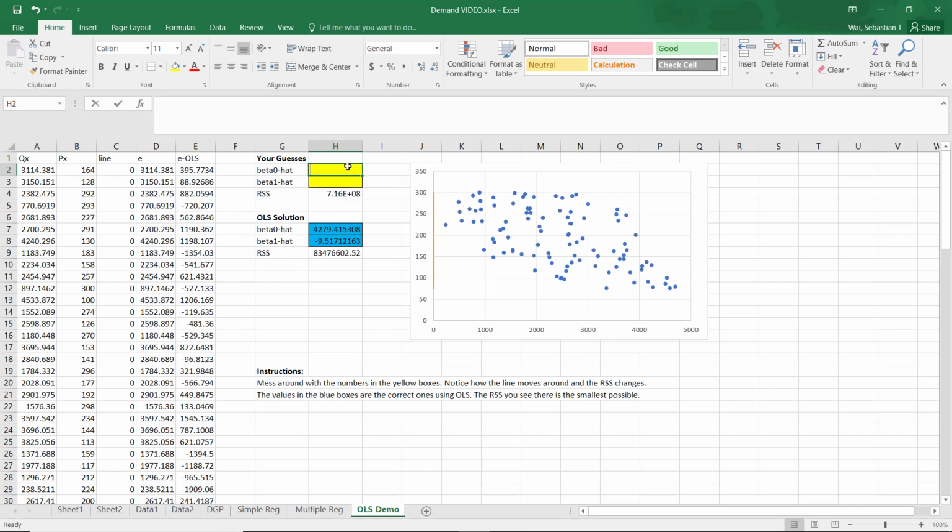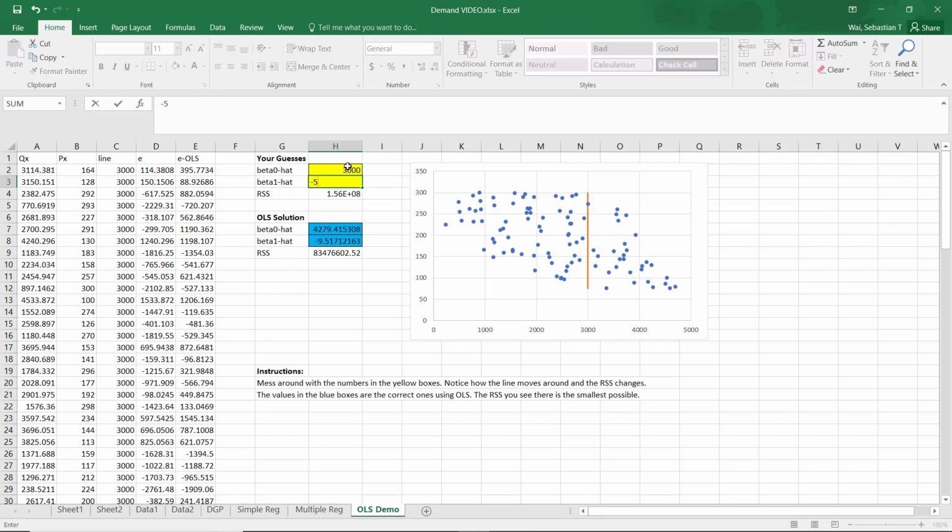But let's just guess some other numbers. So let's say 3,000 and -5. And every time we do this, it's going to play around with that regression line that you can see in orange. You can see that this line does an okay job cutting through that blue cloud of points, and it has an RSS given right here. Remember, that's the sum of these squared residuals, and that's this column right here.